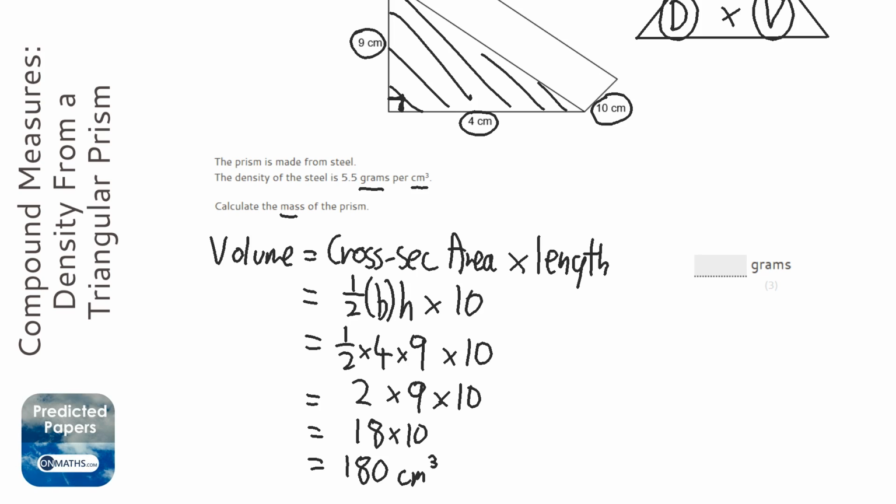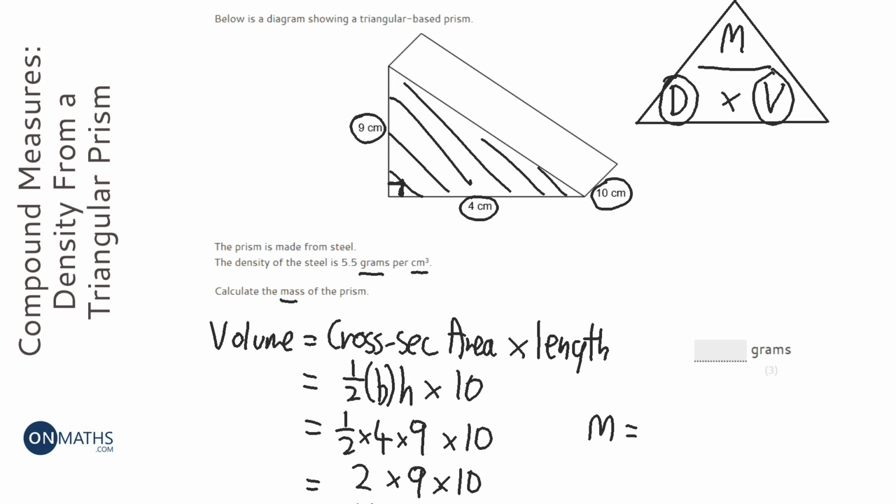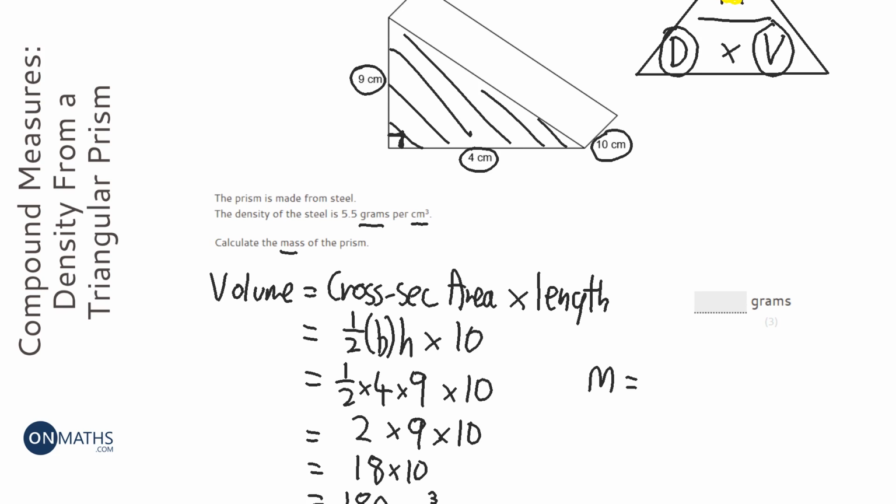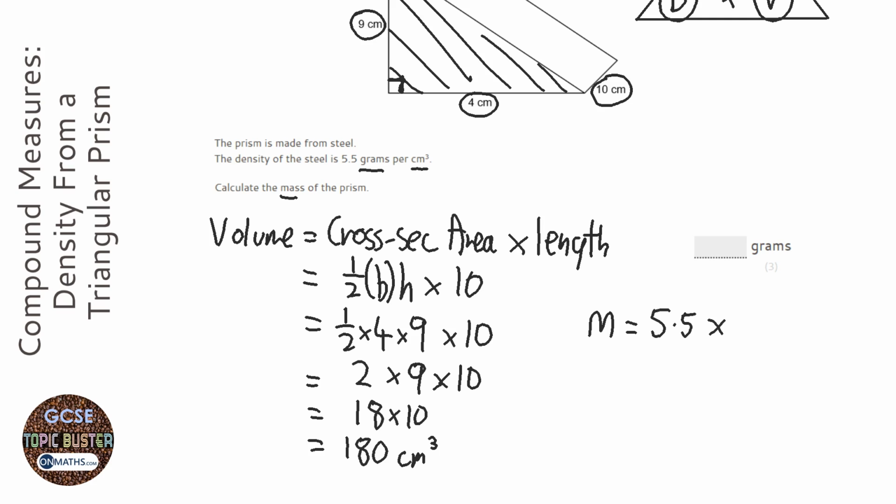So the volume is 180, so to work out the mass, if I cover up the mass in the diagram, it says to work out the mass I do density times volume. So it gives me the density in the question, which is 5.5, and I'm going to times that by 180.